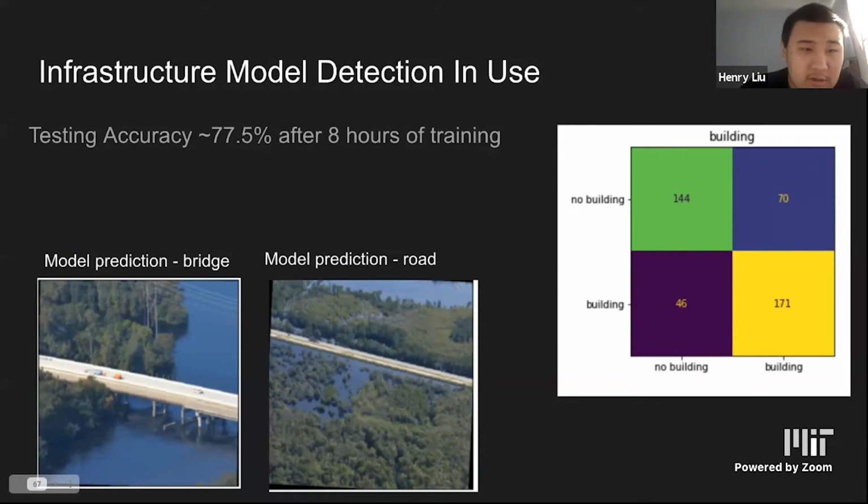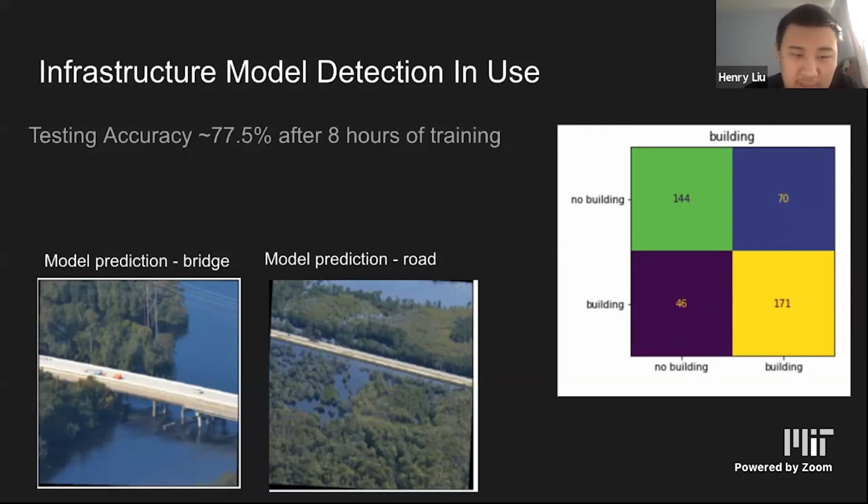So the total testing accuracy was around 77.5% after 8 hours of training. As you can see, here are a couple of predictions from the model. These two images to a computer would look extremely similar because they're both one white slash on a background. If you're a computer, it might be hard to tell if the image on the left is actually flooding because it's surrounded by water, but it's not actually flooding.